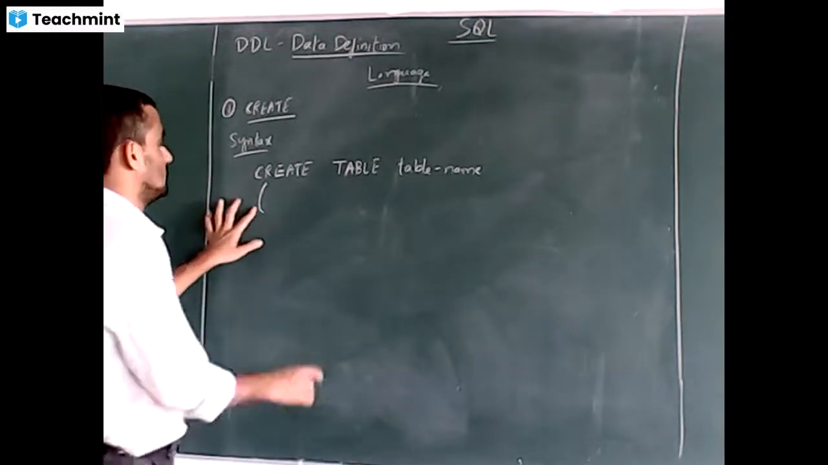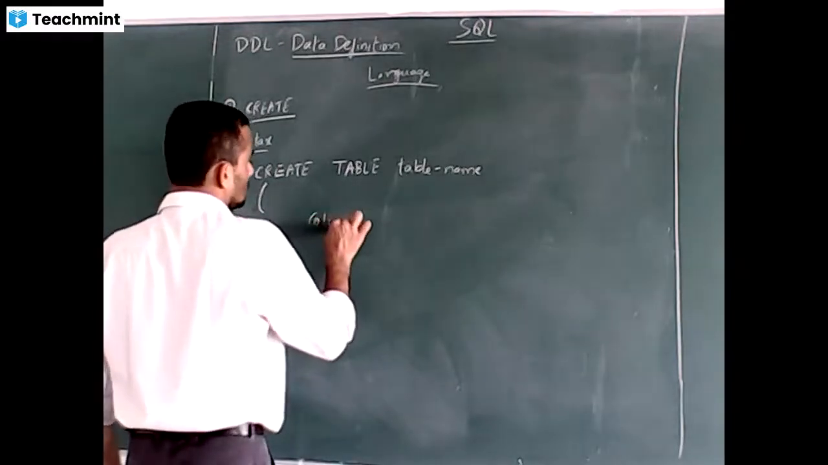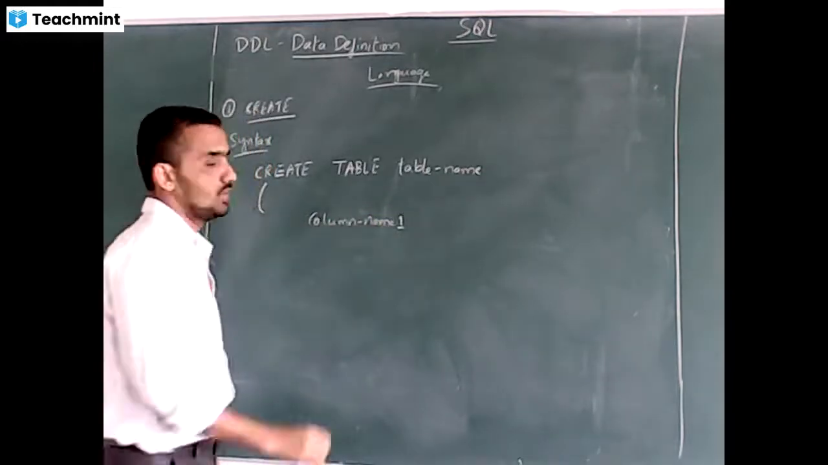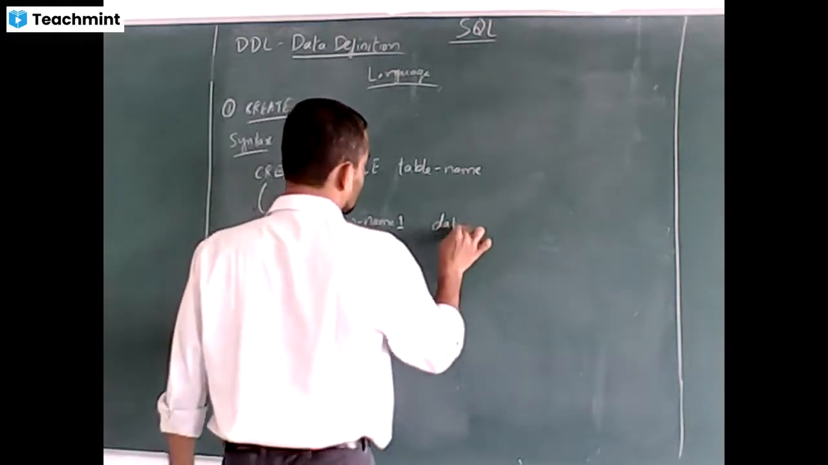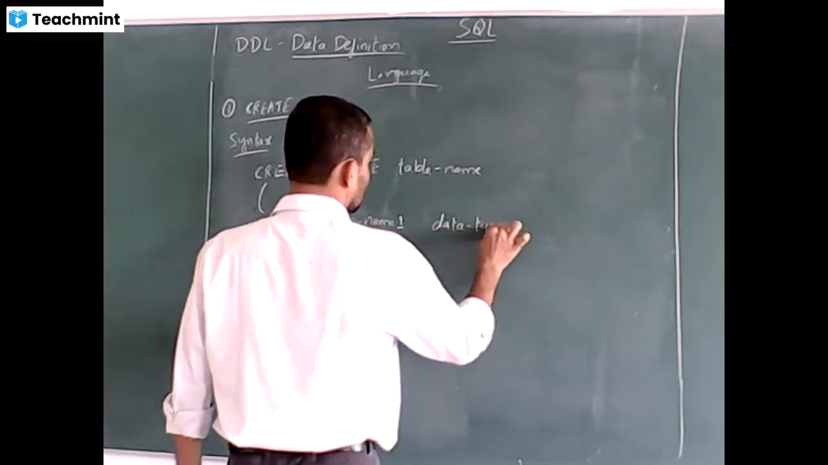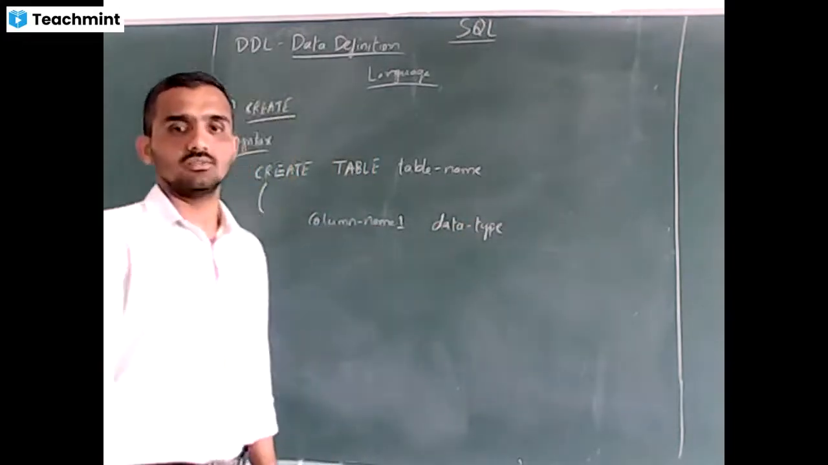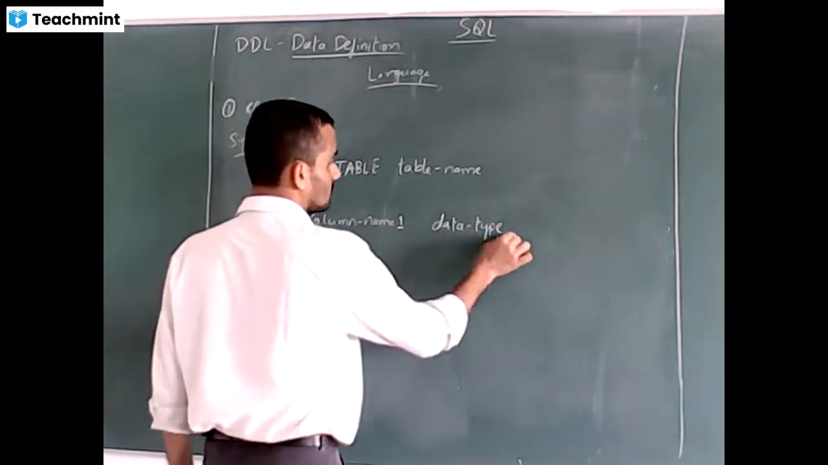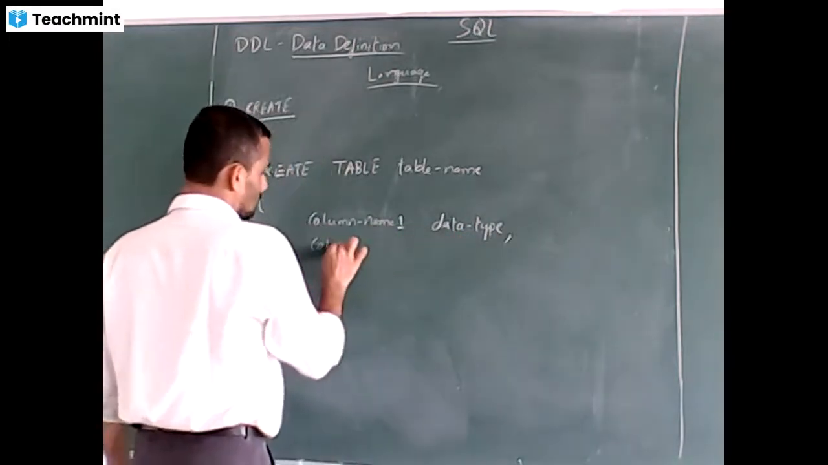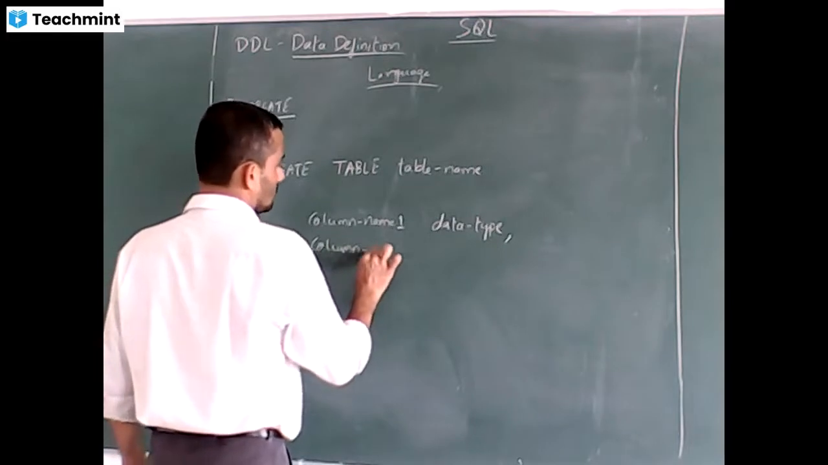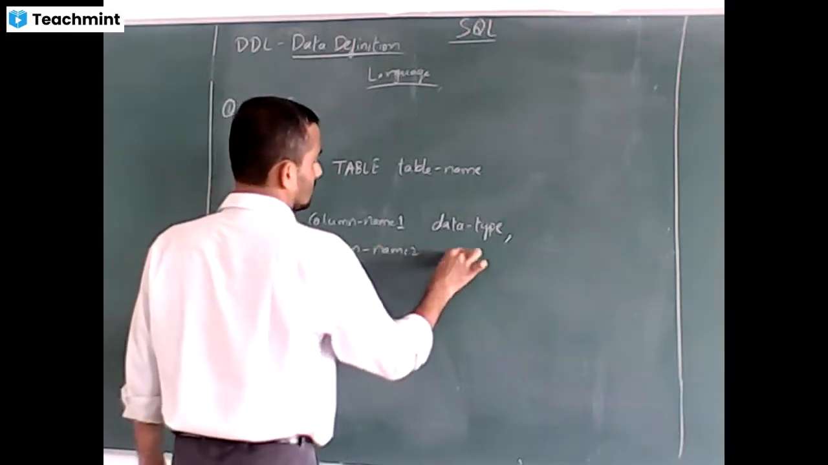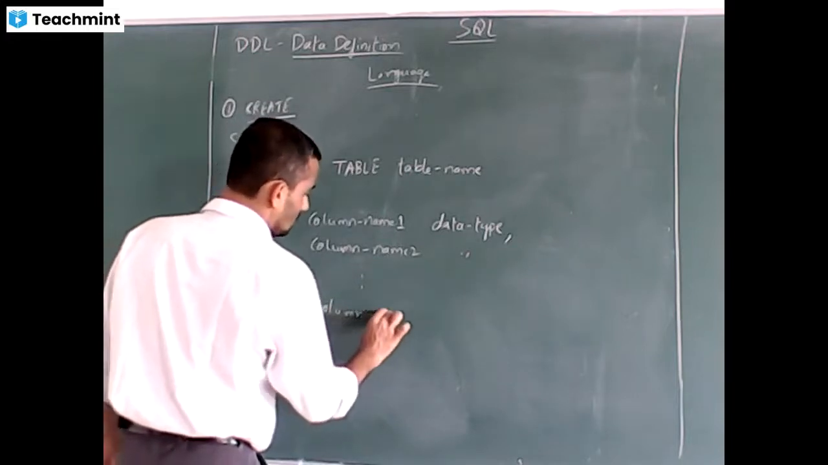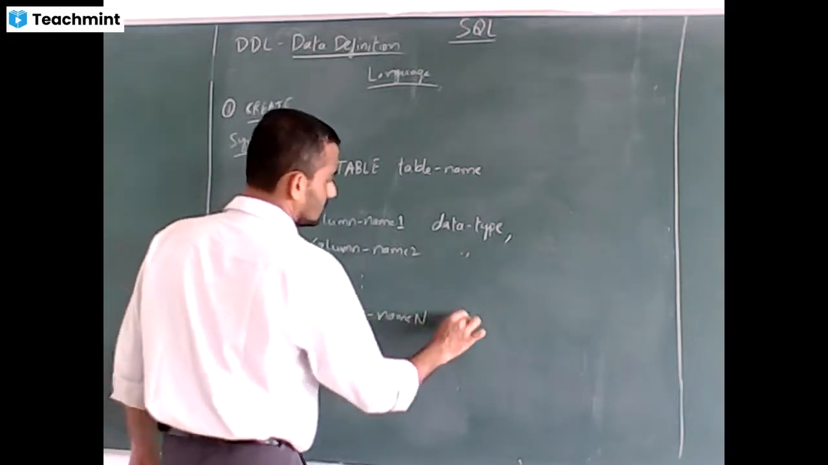Okay, parenthesis. First we will mention the column name. For the first column, you have to mention column name 1, followed by the data type, like number, characters, varchar, date. So column name, space, data type, comma, again column 2: column name 2, data type, up to column name n, data type.